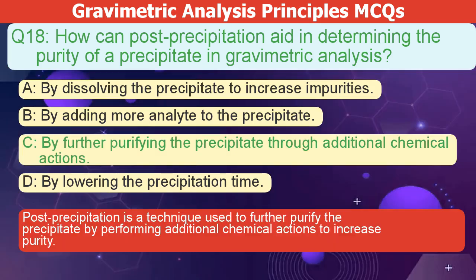The correct answer is C. Post-precipitation is a technique used to further purify the precipitate by performing additional chemical actions to increase purity.